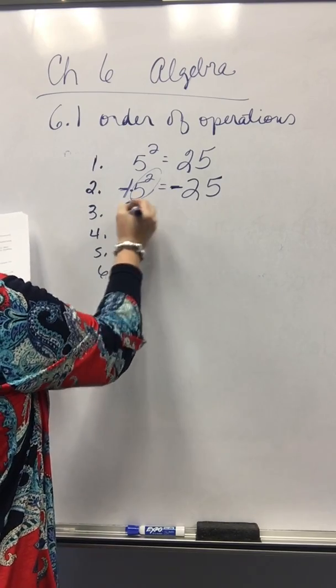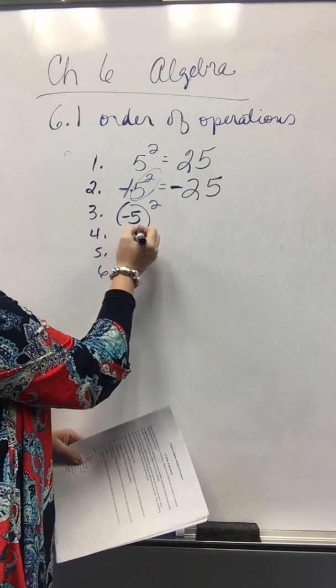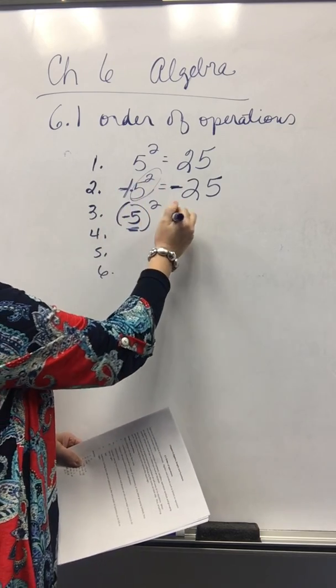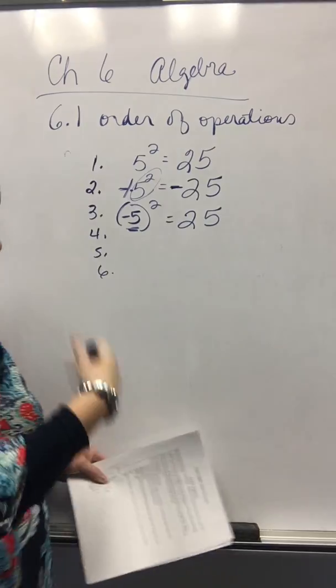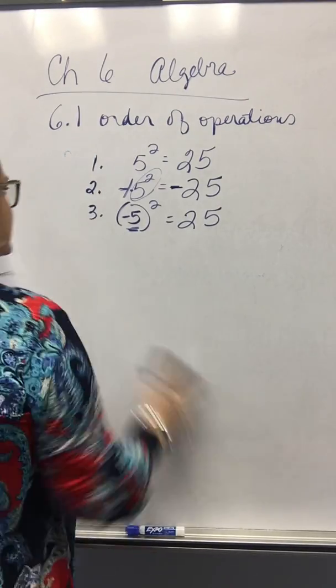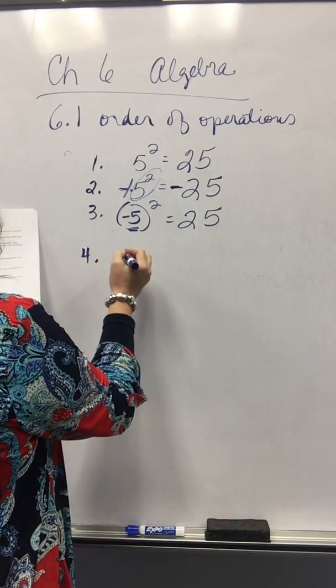Whereas on number 3, the negative is in a parenthesis, saying we're talking about the negative is squared too. The number -5 is squared, making it a positive 25. A negative times a negative, making it positive. Fix my numberings. Okay, number 4.